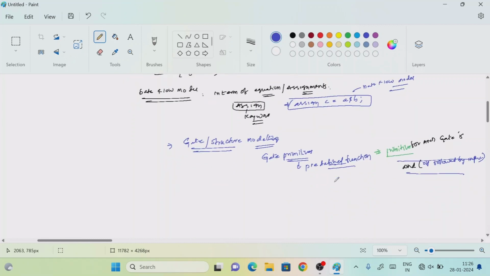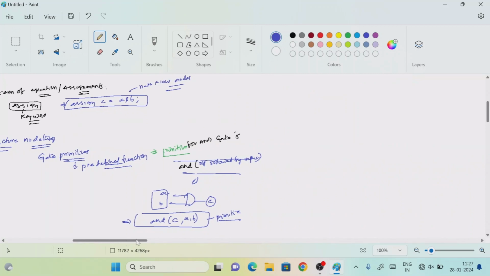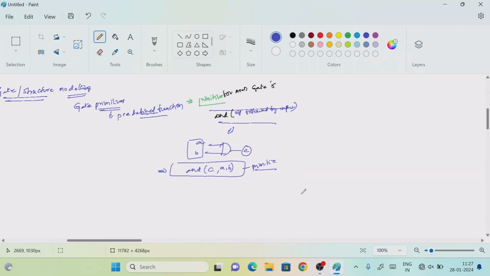In this case, we have only a single AND gate, right? For that only one AND operation. Let me write the circuit diagram: it has two inputs, one output. So we need to generate AND logic. In brackets, the output variable is C, and the input variables are A, B. This is what we call the gate primitive for the AND logic. If you just use this function, it directly generates the AND logic circuit for us. This is what we call gate level or structural modeling.